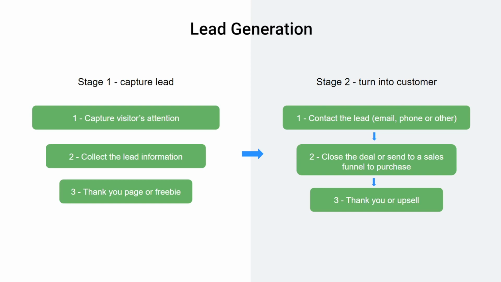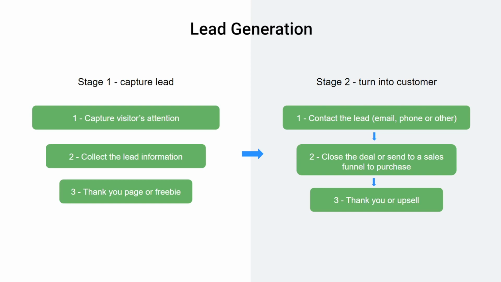My suggestion is, when you have such a lead generation type of funnel, on the thank you page you can also have a second call to action, because they're already inside your funnel, so you can send them elsewhere so that they can take even more actions while you have them. The second stage would be something that you do after you collect the information, such as contacting the lead via email, via phone, or some other way. So that's your sales side of things. You can also close the deal this way, or you can send them to a sales funnel at a later stage so that they can purchase a specific product or service. And of course, a thank you or an upsell as well.